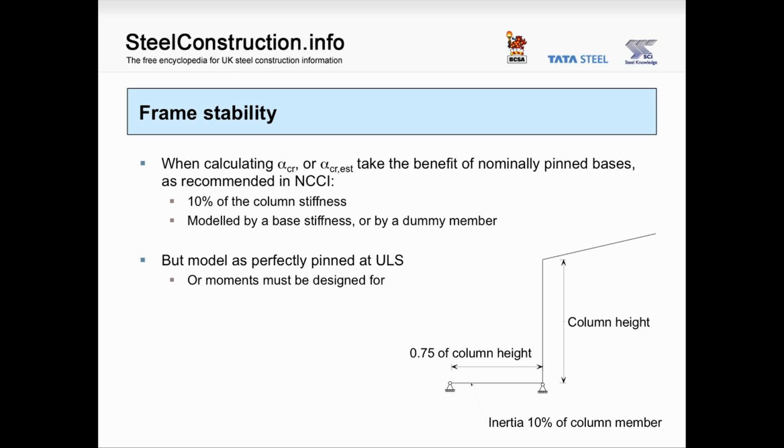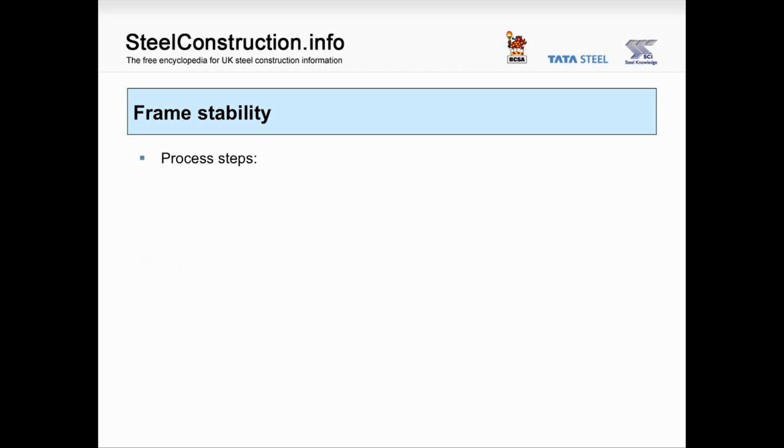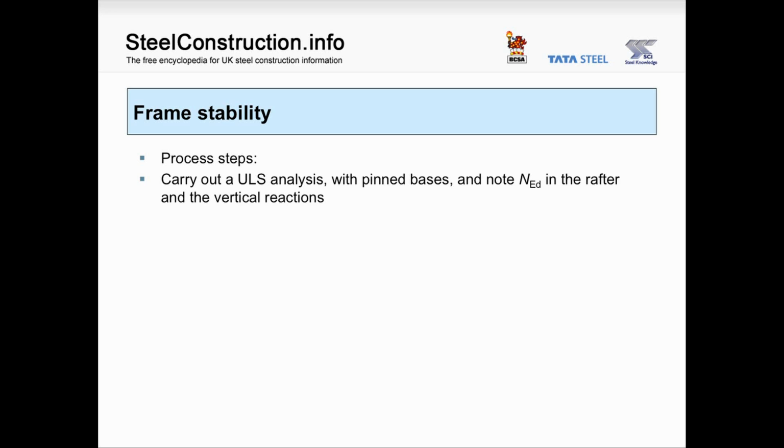A little reminder that when we're analysing at ULS, the strong recommendation is to model with a perfect pin, otherwise we would need to take the resulting moments through the base plate and into the foundation. So to calculate frame stability, the step-by-step approach is, first of all, carry out a ULS analysis, assuming perfect pins at the bases. Note the axial load in the rafter and the vertical reactions.